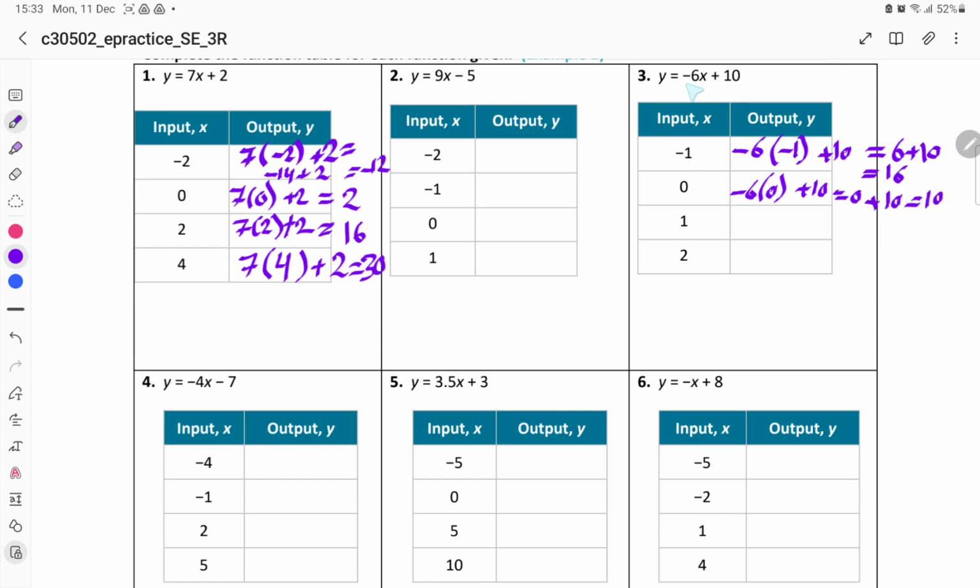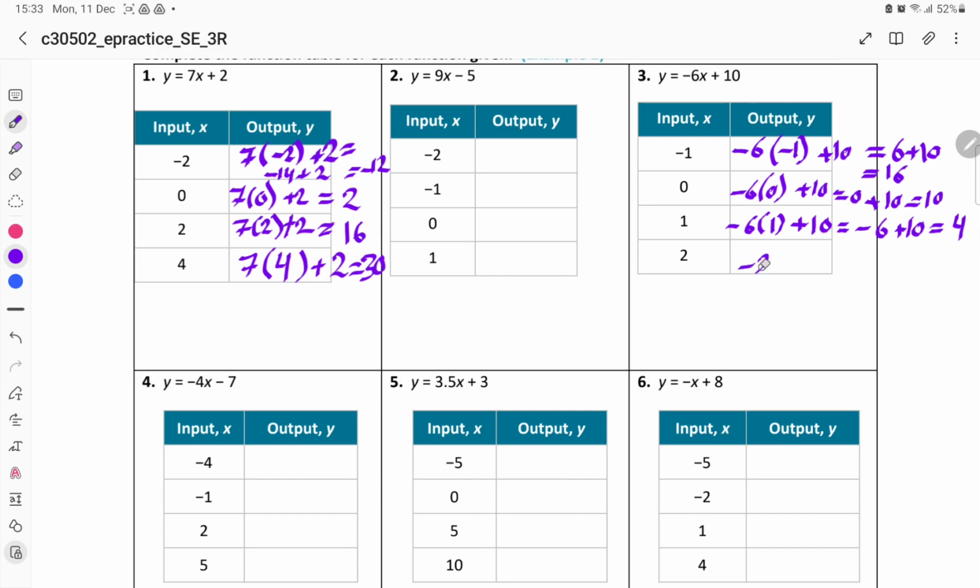x is 1. So negative 6 times 1 plus 10. Multiply. 6 times 1 is 6 with negative, so it is negative 6 plus 10. Subtract. 10 minus 6 is 4. Different signs, subtract. Take the sign of the larger number, which is the 10. So negative 6 plus 10 is positive 4.